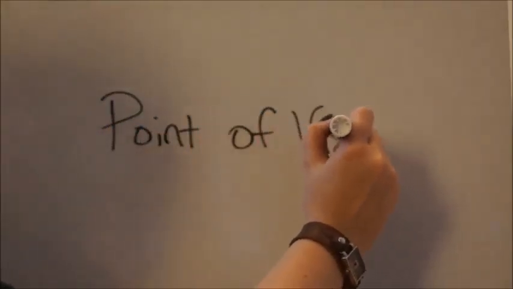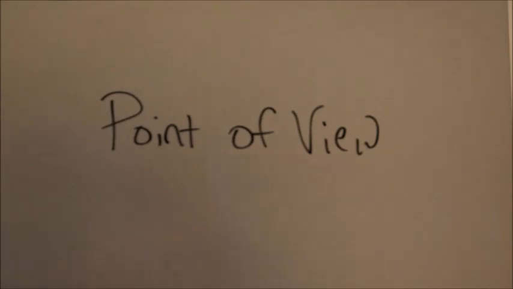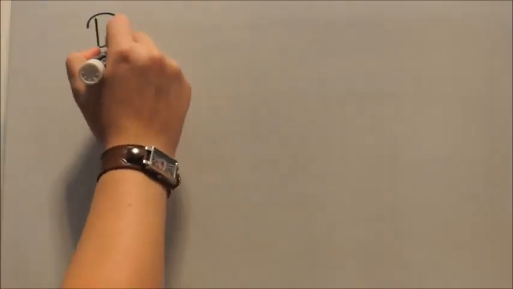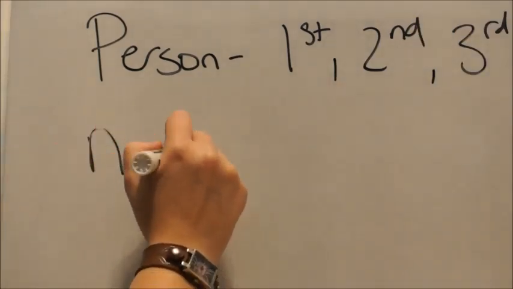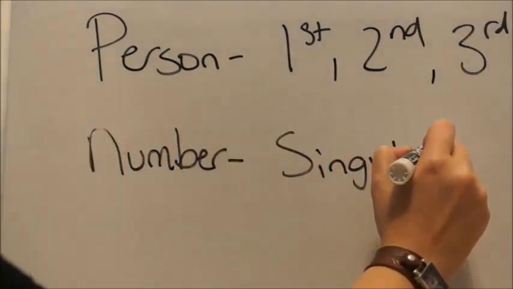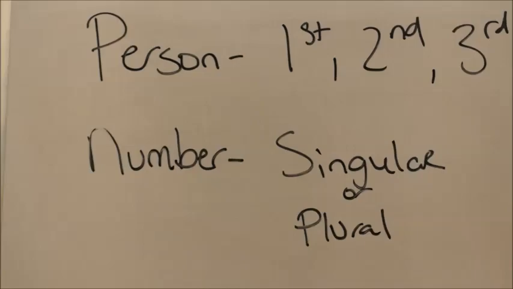So this video is going to talk about point of view. Generally speaking, when your teacher tells you you have a problem with point of view, they're telling you you probably have a problem with person, that is first, second, or third, or a problem with number, and that is singular or plural. So we're going to talk about all of this in this video.